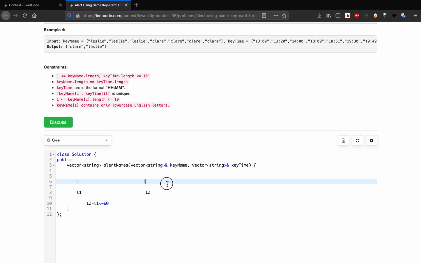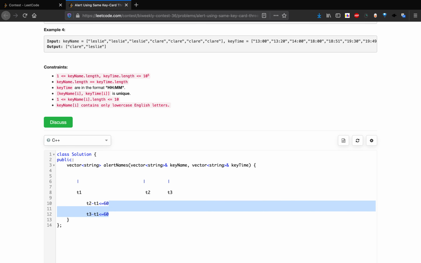So, it may or may not be that any time greater than t2 will have a difference less than or equal to 60. But if the difference between t3 minus t1 is not less than or equal to 60, then it is definitely sure that any time greater than t3 will not lead us to a difference less than or equal to 60, right?